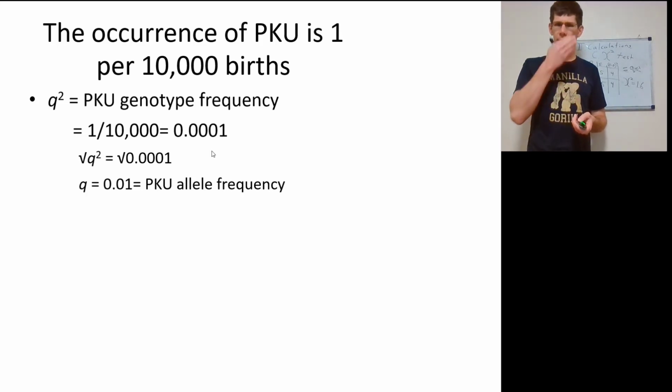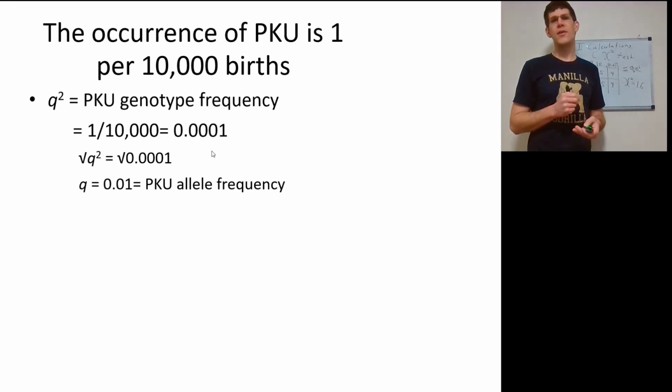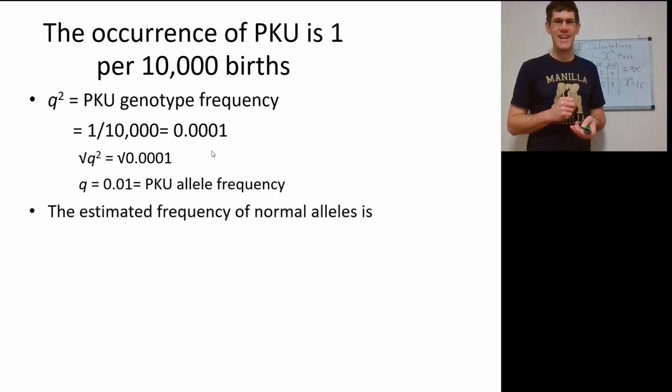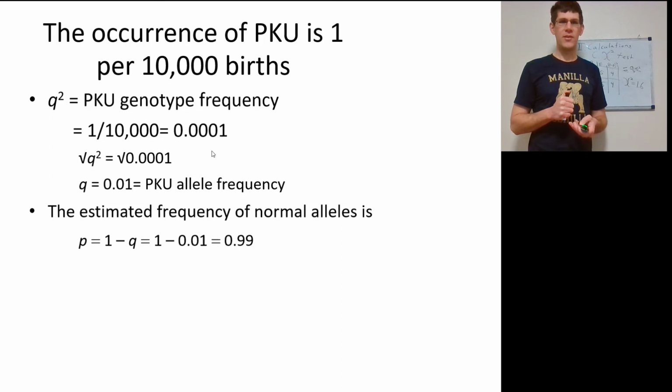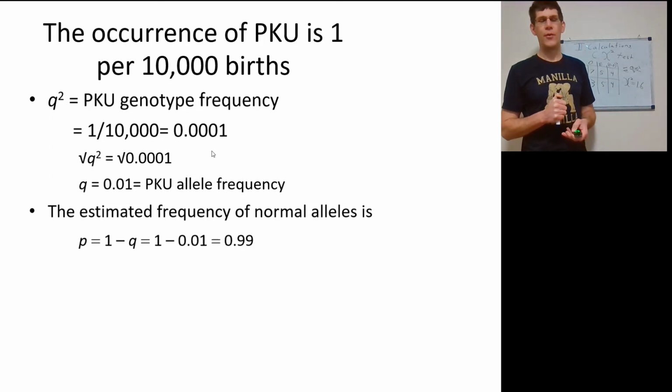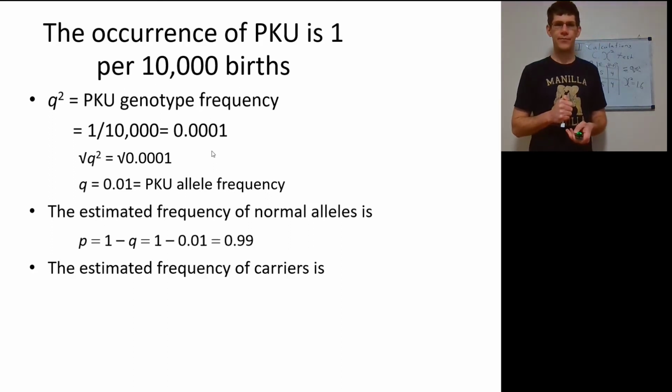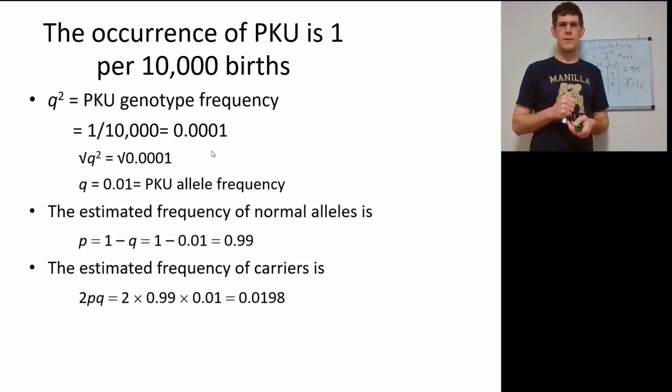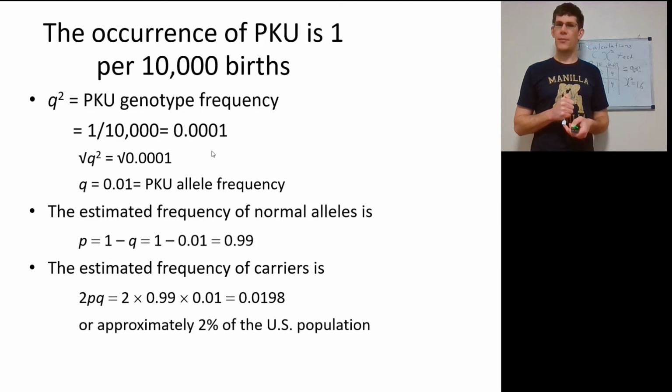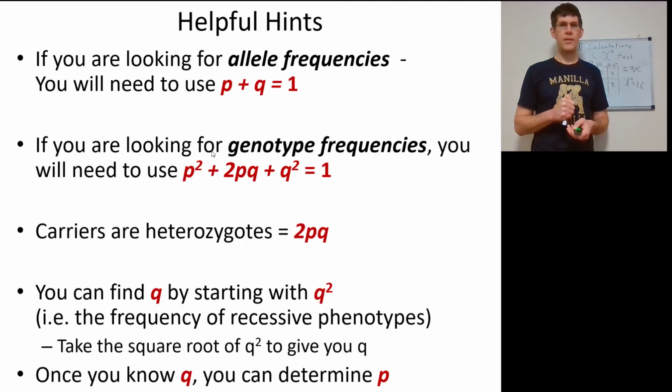It sounds like a lot until you realize the probability of getting 2, and thus getting phenylketonuria, is going to be very low. What is phenylketonuria? Look it up, and then look up Diet Pepsi. The estimated frequency of normal alleles is P equals 1 minus Q equals 0.99. So we don't have to measure that, we can just look at it this way. Your estimated frequency of carriers is going to be 2PQ, which is 0.0198. About 2% of the US population are carriers for this allele.